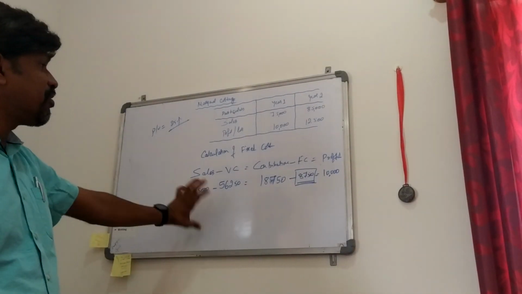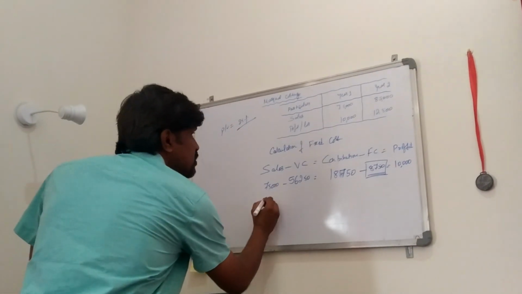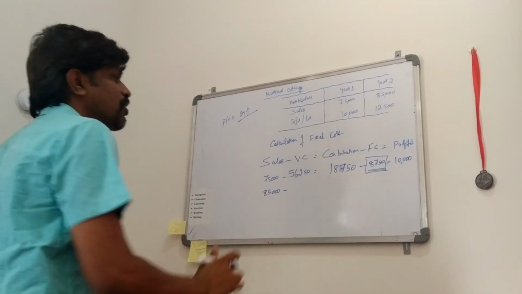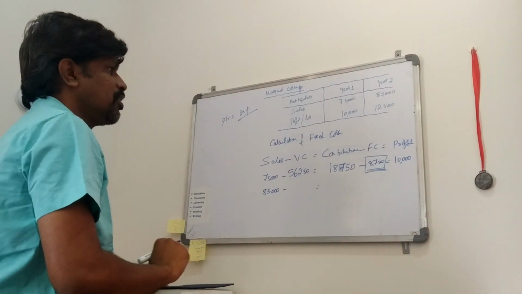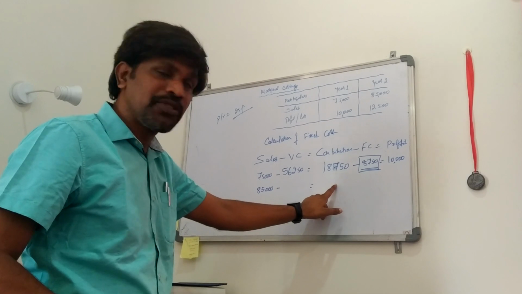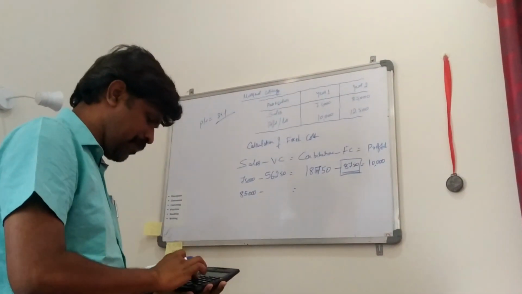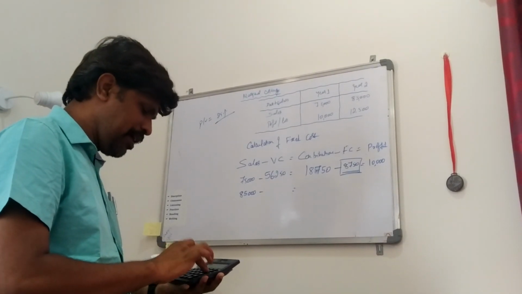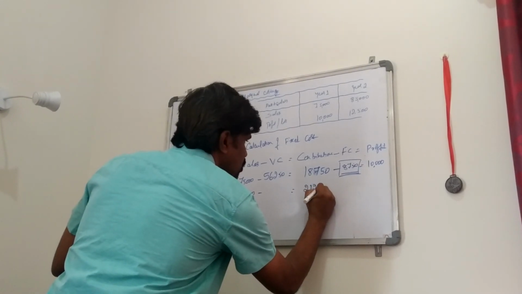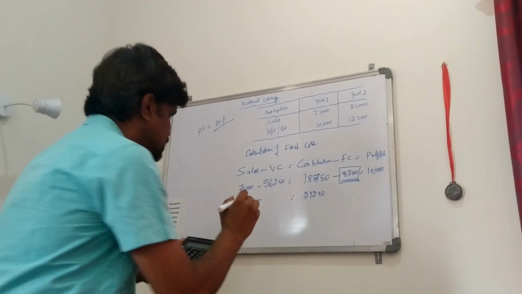In this problem, we can verify the fixed cost by using the second year information. The sales is 85,000 minus, we don't know the variable cost and we don't know the contribution. We know the PV ratio. If the PV ratio is 25%, the contribution should be 25% of 85,000. So 85,000 into 25% is 21,250.